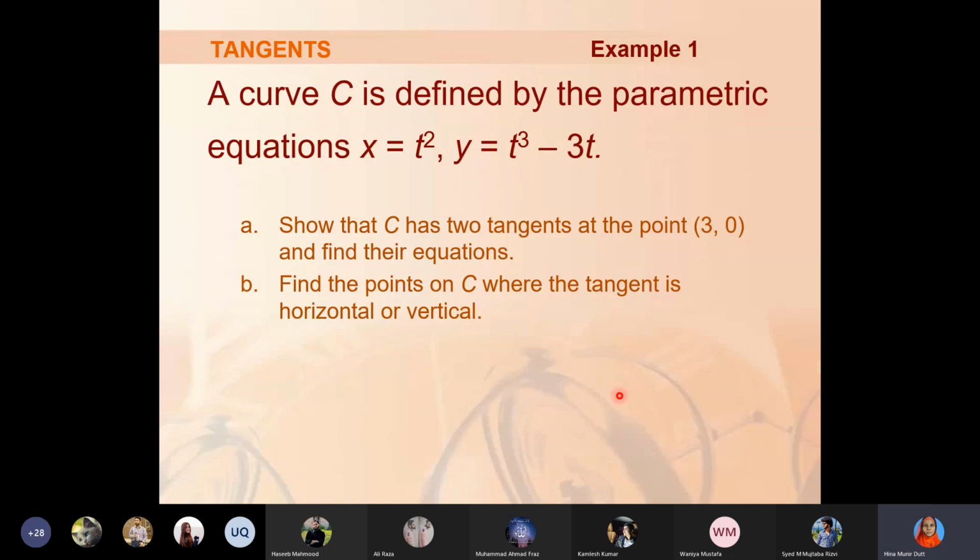For this example 1, a curve C is defined by the parametric equations x is equal to t square, y is equal to t cube minus 3t. Show that C has two tangents at the point (3, 0) and find their equations.